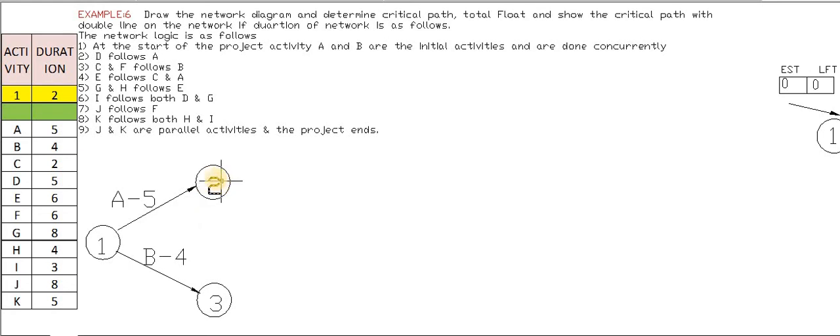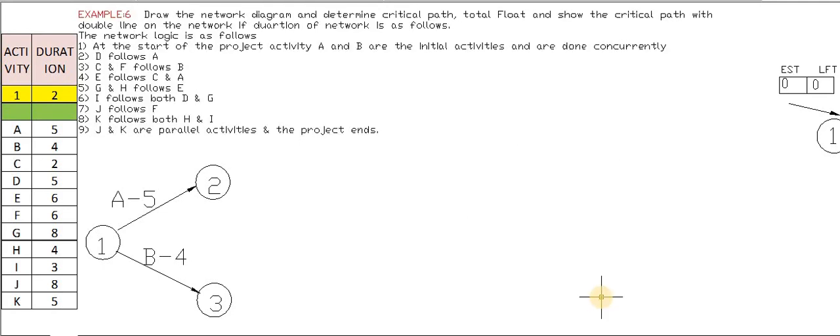We are giving these numbers just for identification, so that there is no confusion regarding these nodes. But the most important thing is the activity. Activity A and activity B start at the same point and have some durations. A has a duration of 5, B has a duration of 4. So we have read the first line, and depending upon it we have drawn the network diagram.